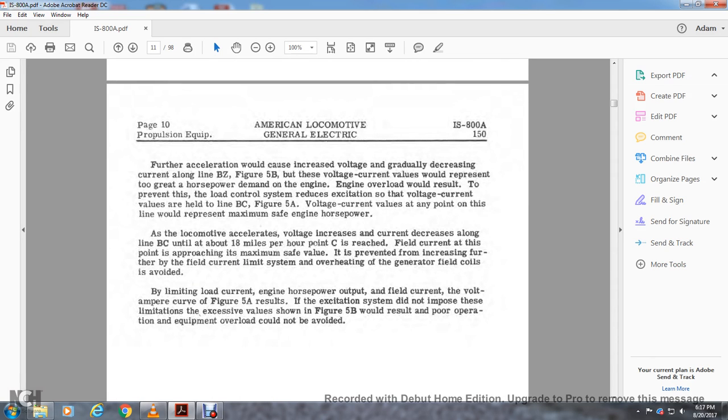Voltage then increases as current decreases along BC until the 18 miles per hour point at C is reached, where the field current is approaching the maximum safe value. Preventing any further increase with the field current limiting system avoids overheating the generator field coils. Without limiting load current, engine horsepower output, and field current, the voltage amperage curve of figure 5A would result from the excitation system design. Without limiting excessive values as shown in figure 5B, poor operation would result and equipment overload could not be avoided.